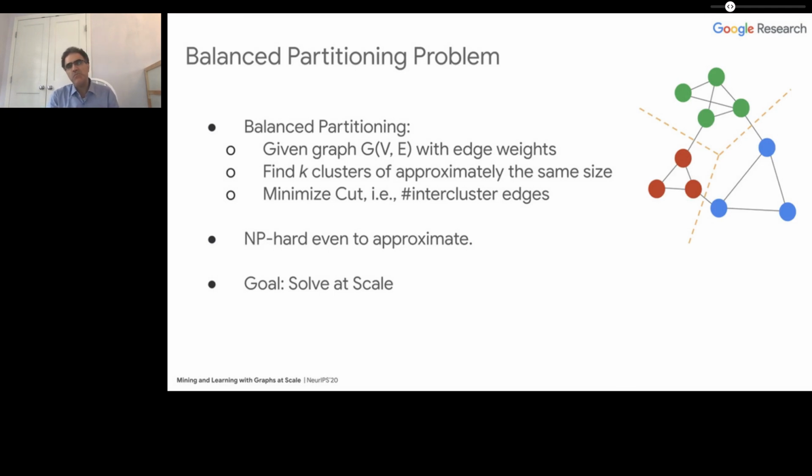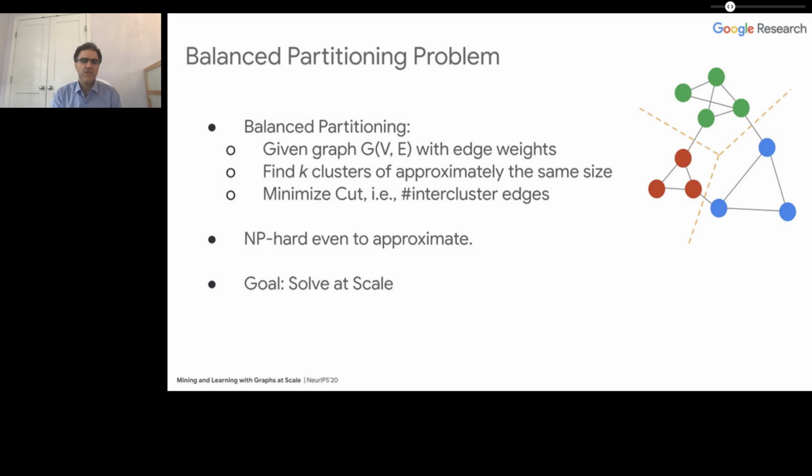The distributed balanced partitioning problem is a problem in which we are trying to divide or partition the graph into k pieces and minimize the cut, minimize the weight of edges that go across clusters. But we want to do it in a way that the clusters also have almost equal size. The problem is very hard to solve and NP-hard to even approximate.